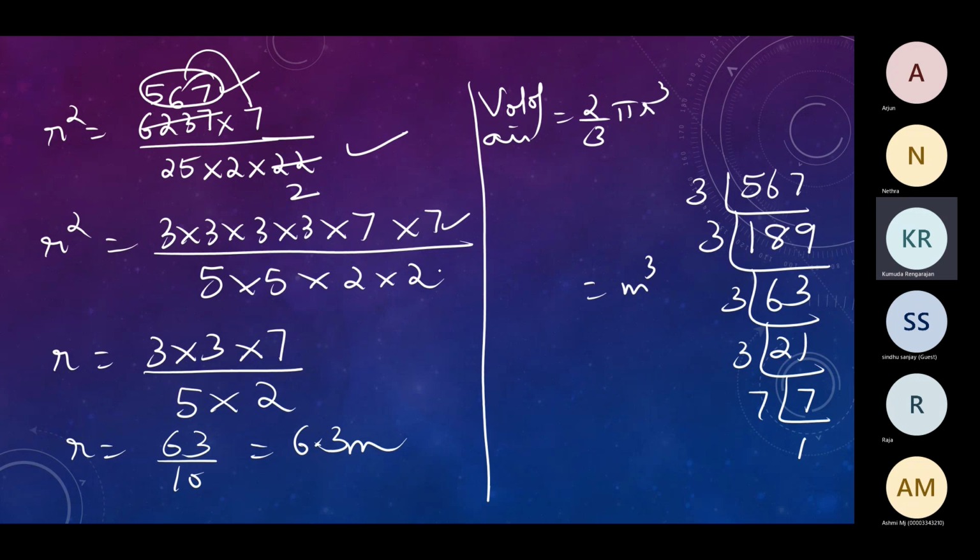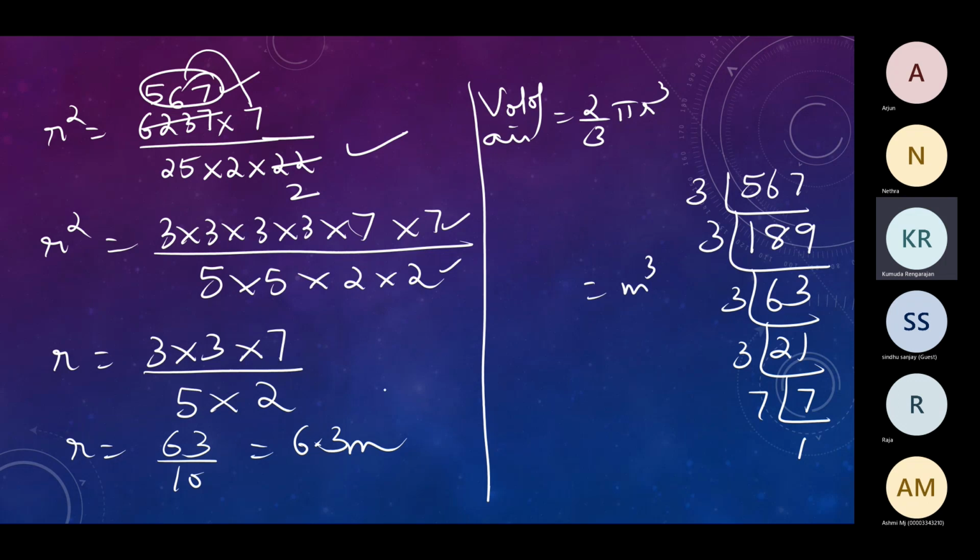So in the numerator and denominator, you can see only prime factors. So then you know R square is this. So R will be 4 3s, 2 3s, 2 7s, 1 7, 2 5s, 1 5, 2 2s, and 1 2. 63 by 10, which is 6.3.